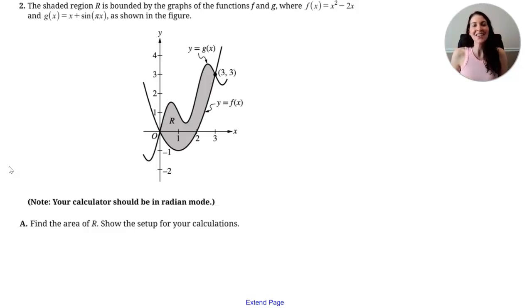All right, so let's get started. It says the shaded region R is bounded by the graphs of the function f and g, and we are given the functions f of x and g of x as shown in the figure.